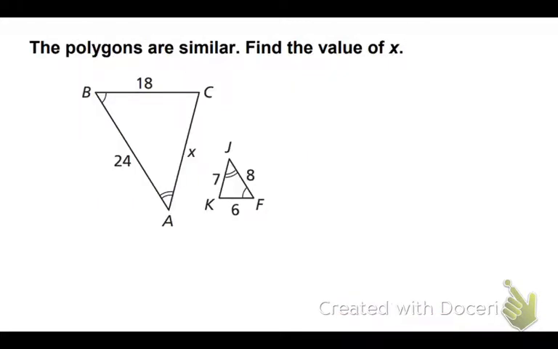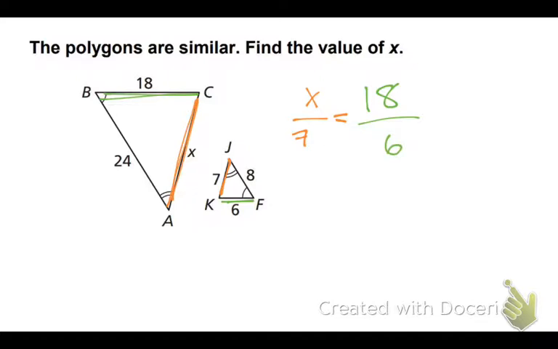Next page, the polygons are similar. Find the value of x. So if the polygons are similar, what do I know about the side lengths? They're proportional. So I'm going to make a proportion. All right, so we're going to set up a proportion, starting with x. What does x correspond with on the other figure? 7. All right, and then we're going to pick another side from the same triangle as x. So pick a side, any side. Sure. 18, which corresponds with 6.